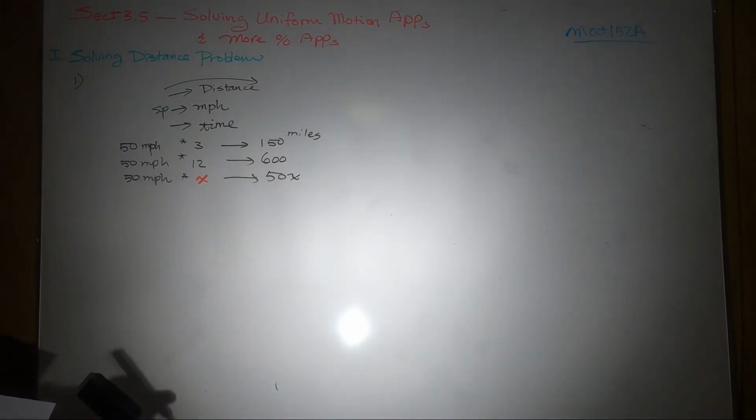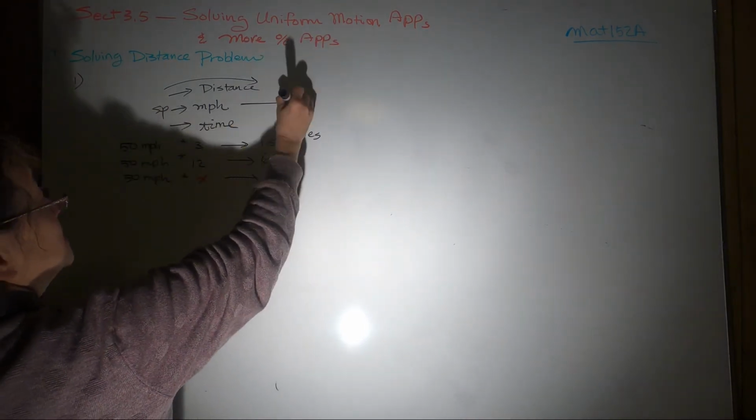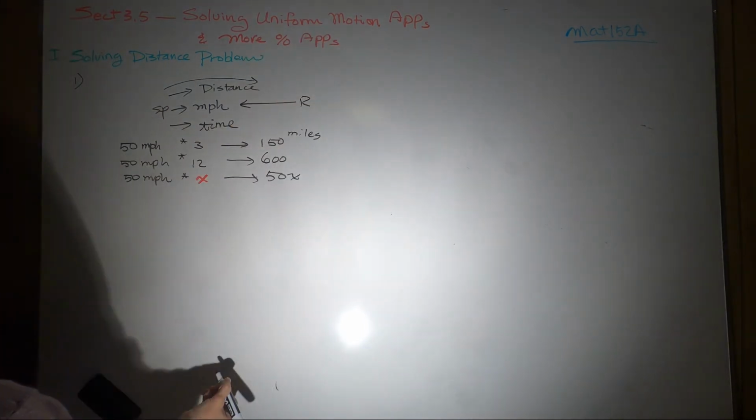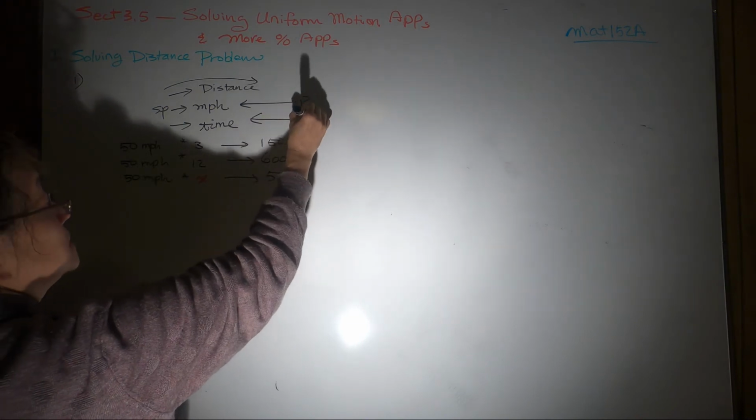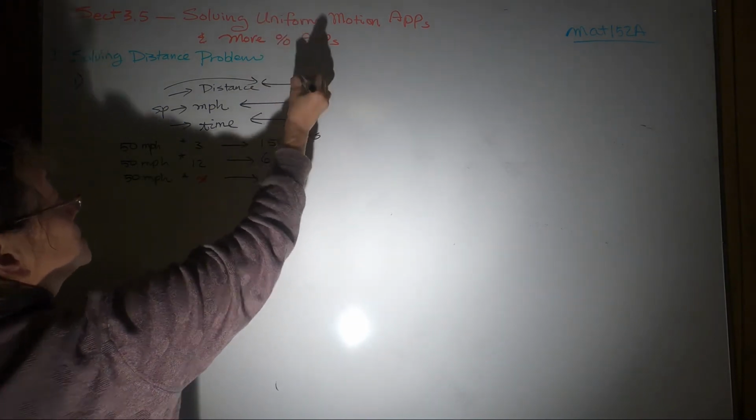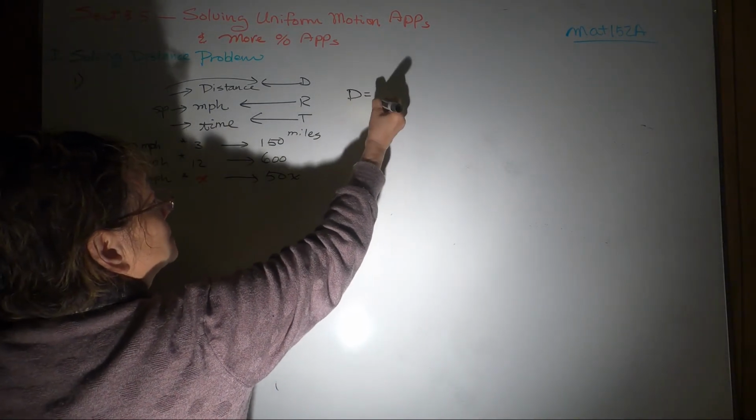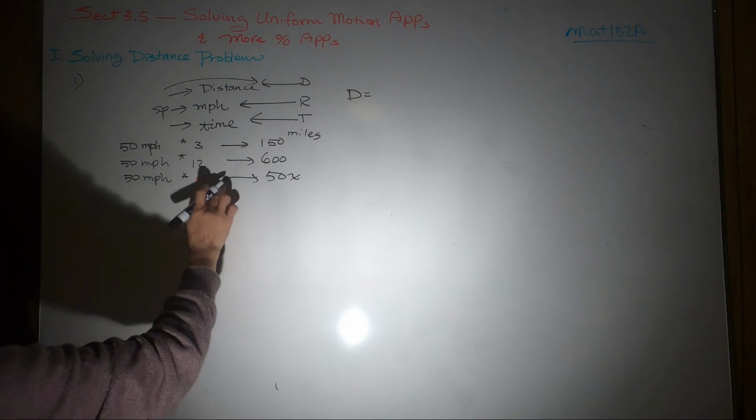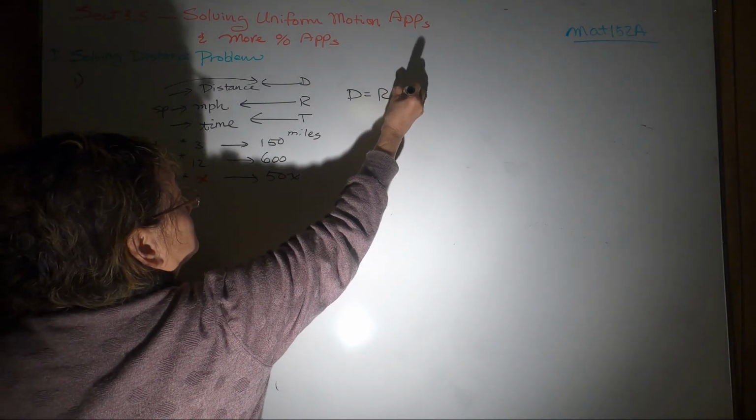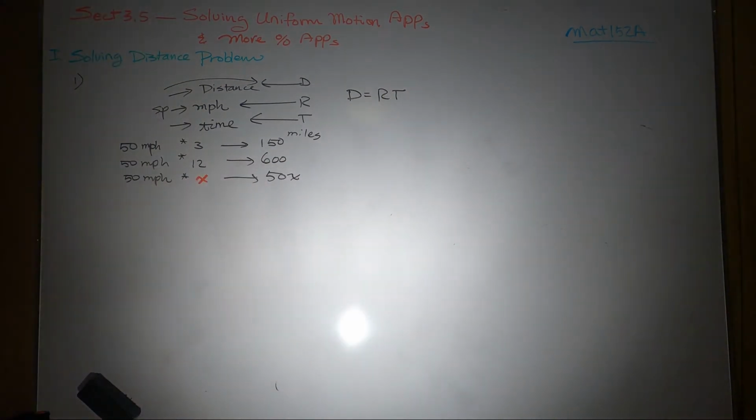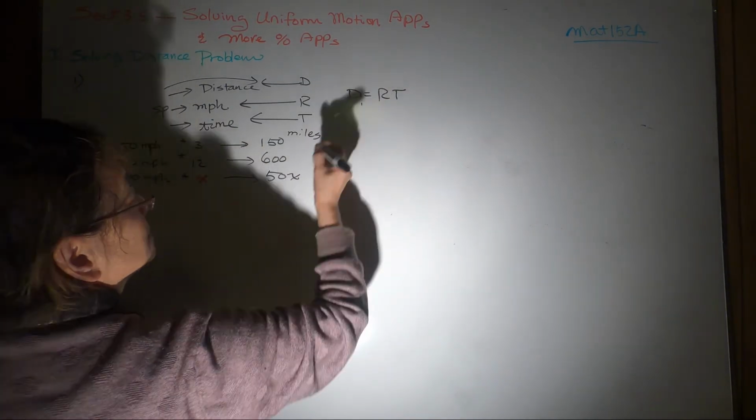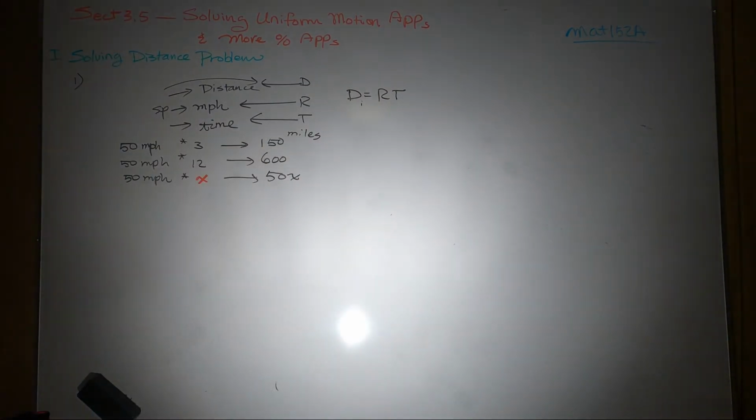So what do we have? We have the speed, we call it R, time we use T, then distance we use D, right? So your distance will be what? Your speed times your time, right? So we call it the third formula for you to remember. Distance equals speed R times time T, right?